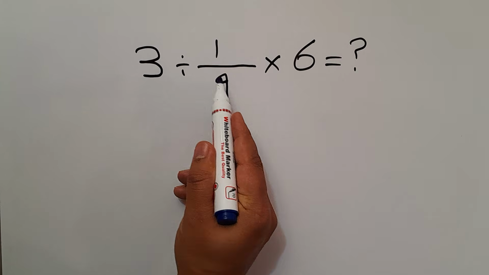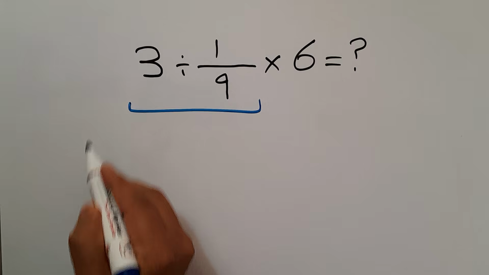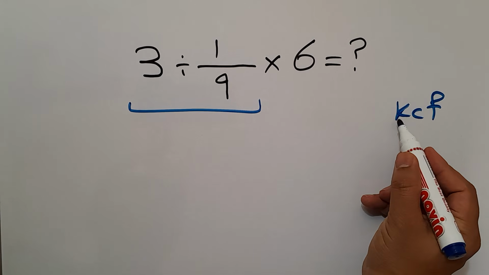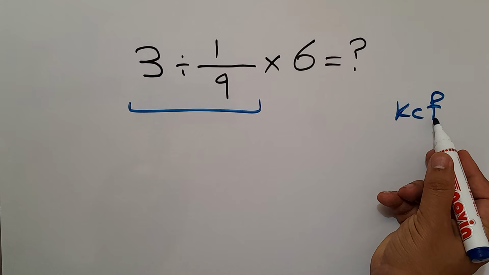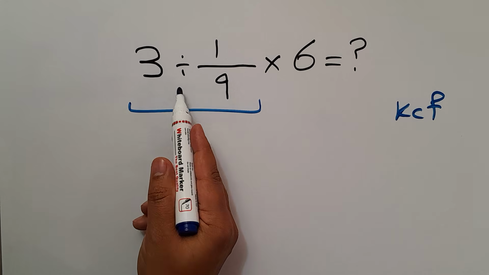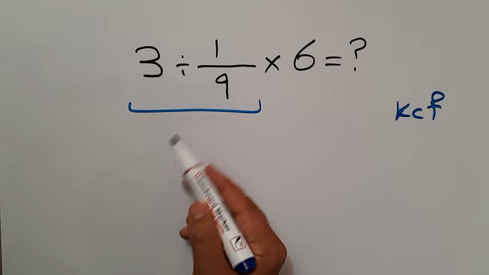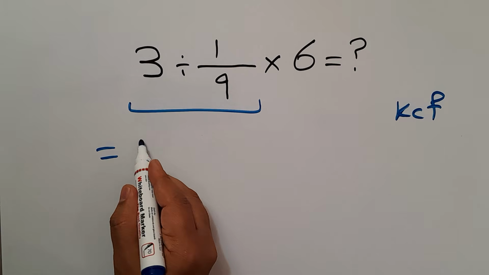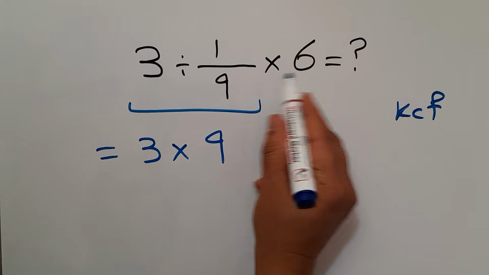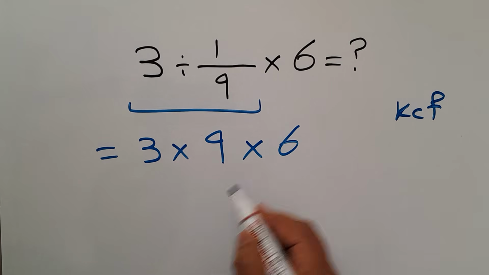3 divided by 1 over 9. According to the KCF rule, K stands for keep, C stands for change, and F stands for flip. Keep the first fraction, change division to multiplication, and flip the second fraction. So we can write 3 times 9 and times 6.